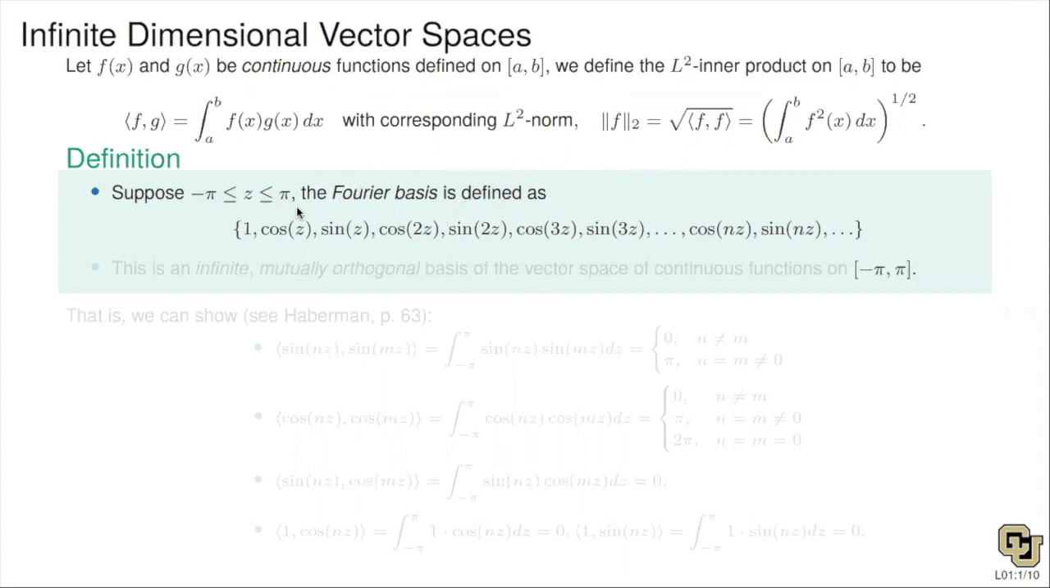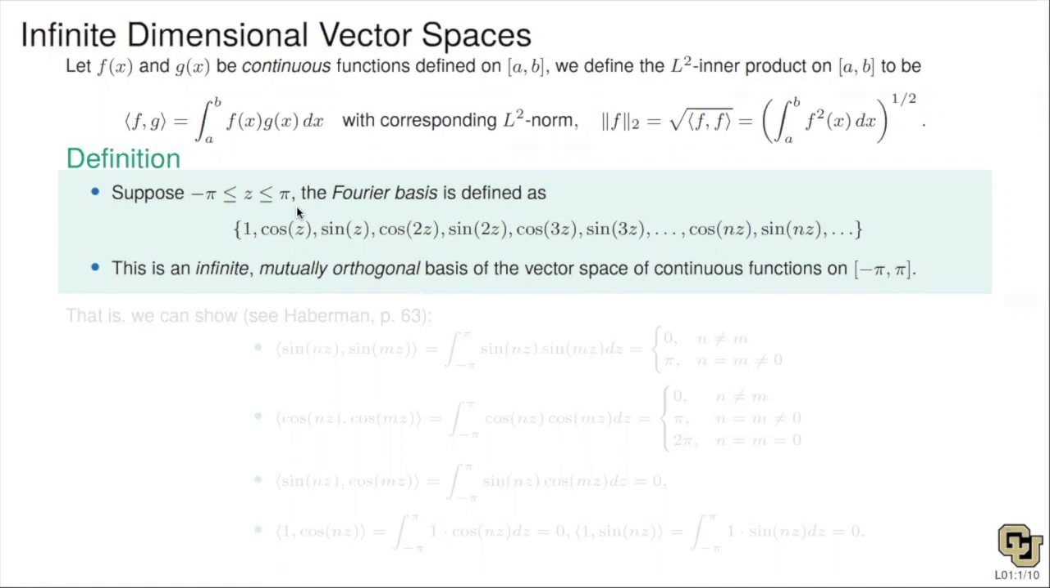I guess periodicity and wavelength are the same. So just to get all technical and formal on you, this set of functions forms what we call an infinite, countably infinite, I should say, mutually orthogonal basis of the vector space of continuous functions over the domain minus pi to pi. What does that mean?